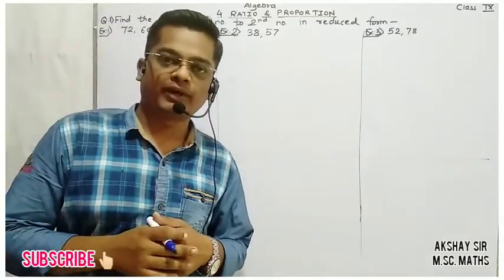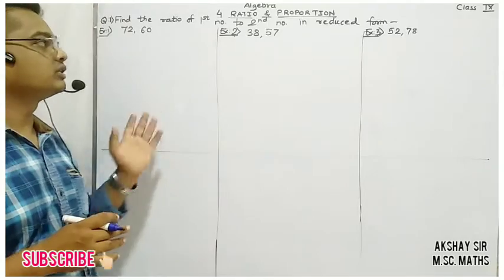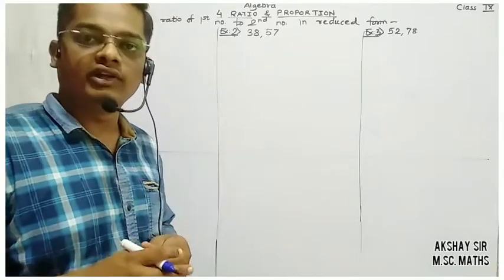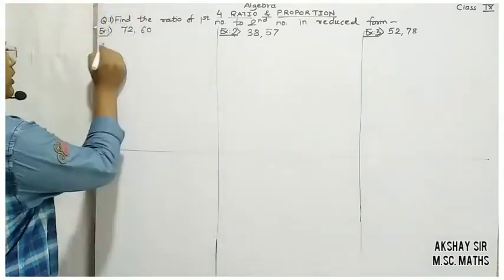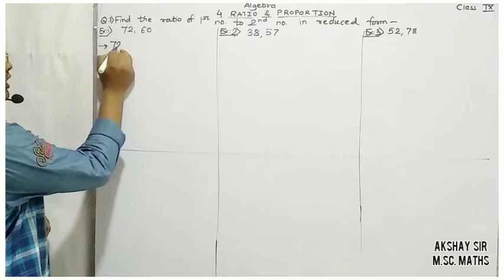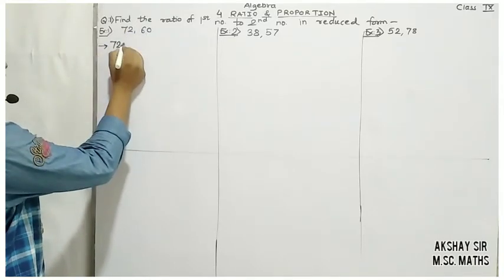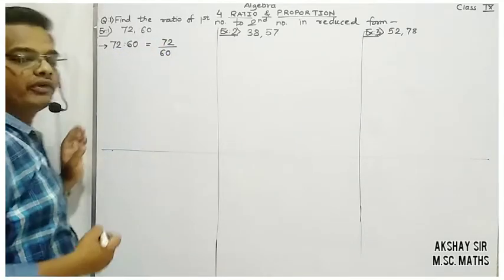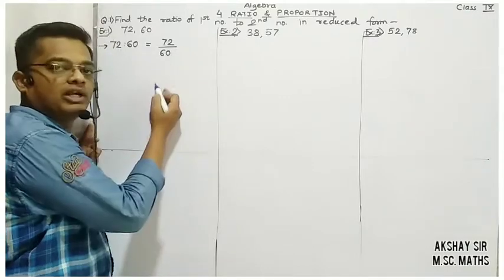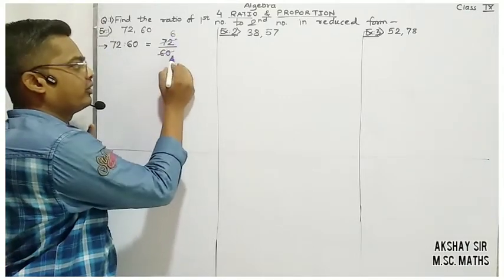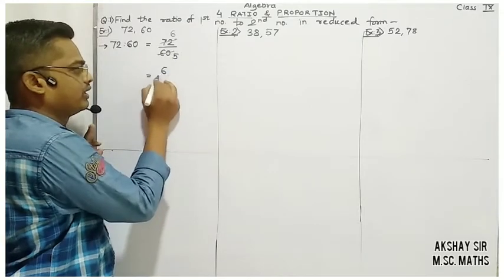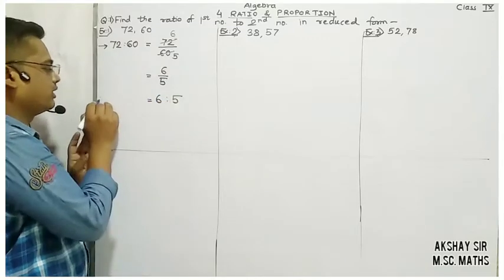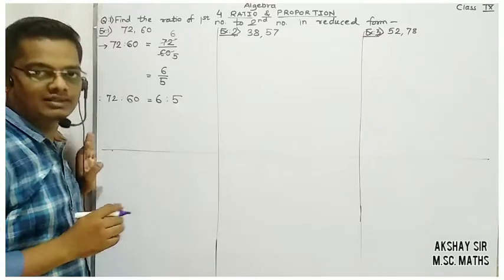Let us solve some examples from practice set 4.1. Question number 1, find the ratio of the first number to the second number in the reduced form. That means if reduction is possible, we can definitely reduce it and bring it to the smallest possible form. The numbers here are 72 and 60. We take the ratio of the first quantity to the second, that is 72 is to 60. Convert this to rational form, 72 upon 60. Both are multiples of 12. 12 sixes are 72 and 12 fives are 60. So it will be 6 upon 5. This is the reduced form, and in ratio form 6 is to 5. That means 72 is to 60 is the same as 6 is to 5.